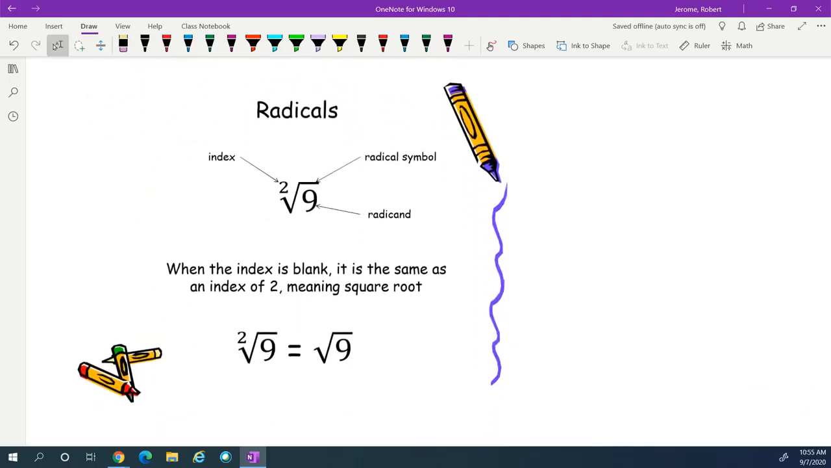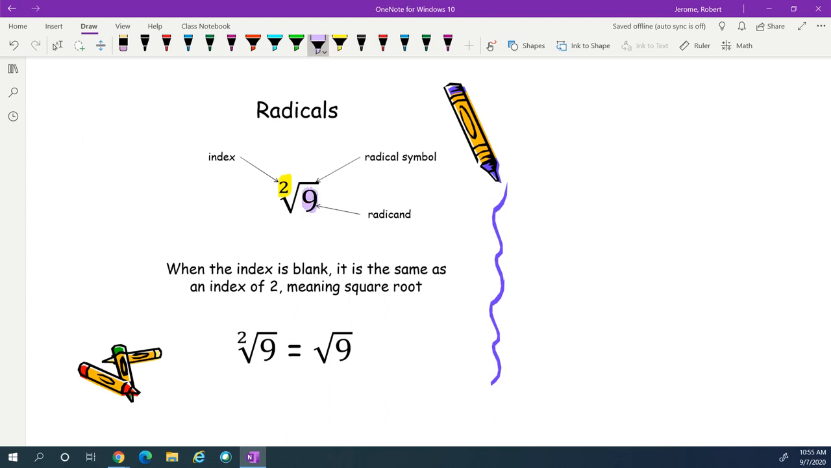Understand the parts of that radical question. We have the radical symbol, which on its own does not mean square root. The index is what tells us what root we're looking for. So that index is really important. And then, of course, we have the radicand, which is whatever is underneath that radical symbol.